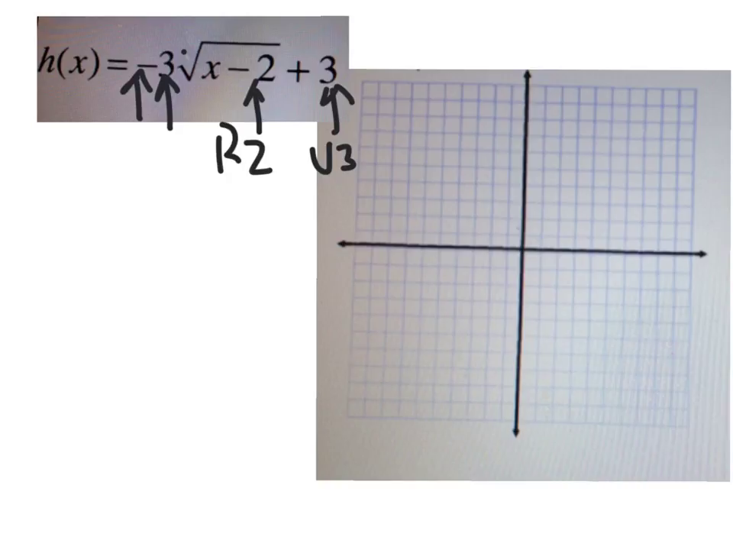Now we're going to create this xy table again in order to take care of that stretch. Now the nice thing is we notice it's not just a 3 that's being multiplied, it's a -3.